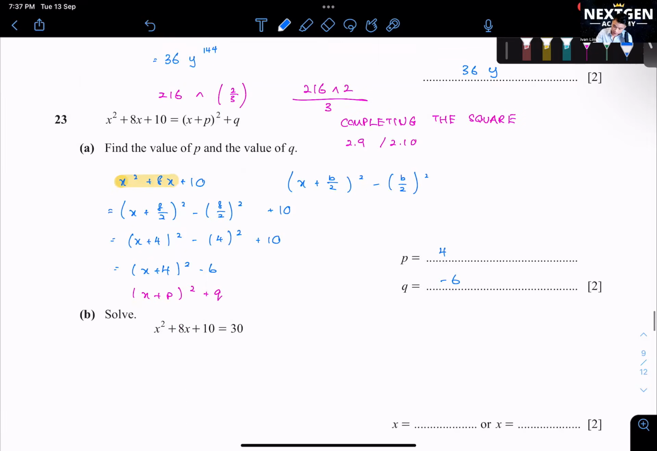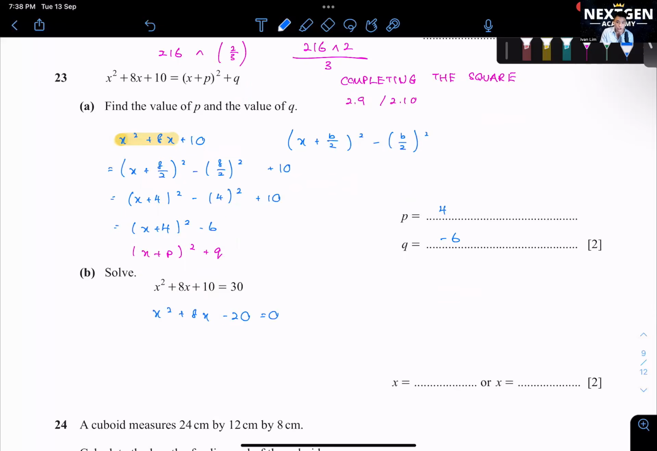Then they say question B, solve x squared plus 8x plus 10 equals to 30. How do you do this? You can either do it by factorizing, or you can use completing the square also. It's up to you. I think factorizing will be easier. So we do x squared plus 8x, 30 brought over to the left-hand side will be minus 20.